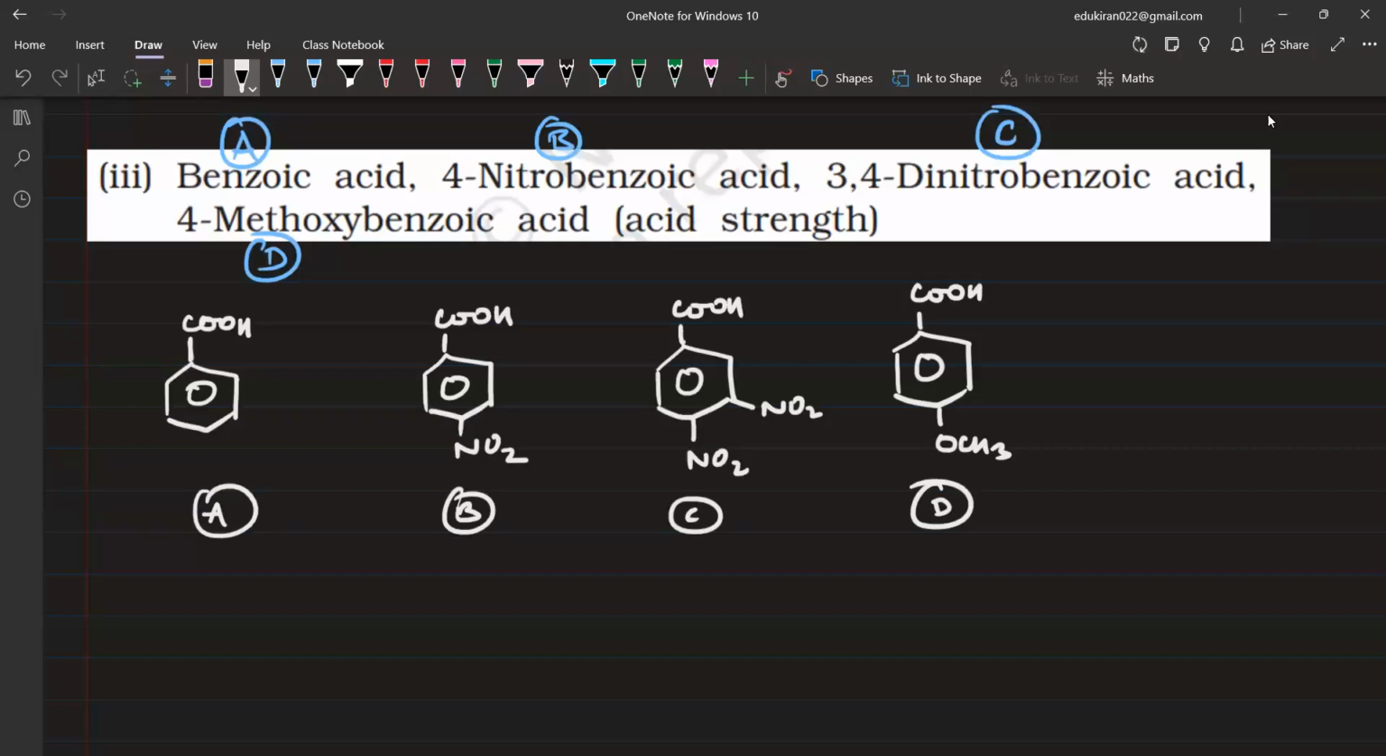Now, the highest acidic, first of all, let us see. There is no group here, so that means there will be no effect. The NO2 group will have a minus M effect because it is in the para position. Here also it is in the para position, that means it is going to have minus M.